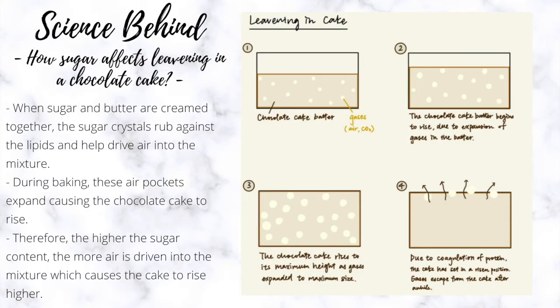Now, I'm going to explain the science behind the results. Let's see how sugar affects leavening in a chocolate cake. When sugar and butter are creamed together, the sugar crystals rub against the lipids and help drive air into the mixture. During baking, these air pockets expand, causing the chocolate cake to rise. Therefore, the higher the sugar content, the more air is driven into the mixture, which causes the cake to rise higher.